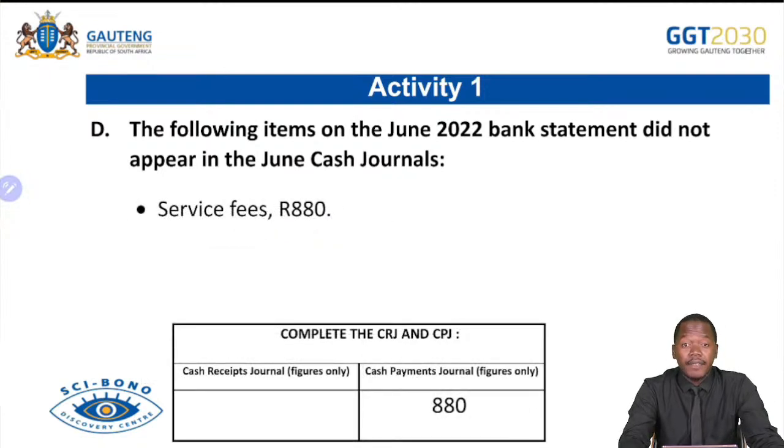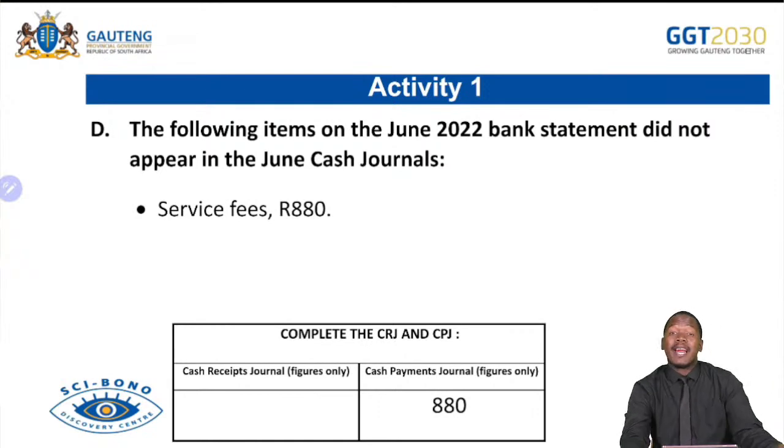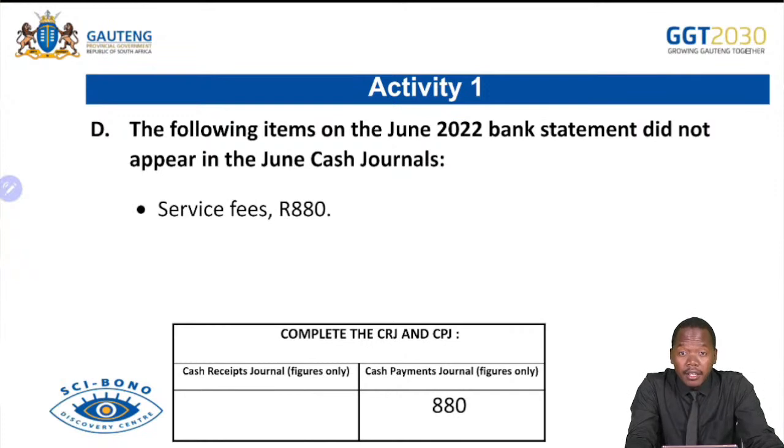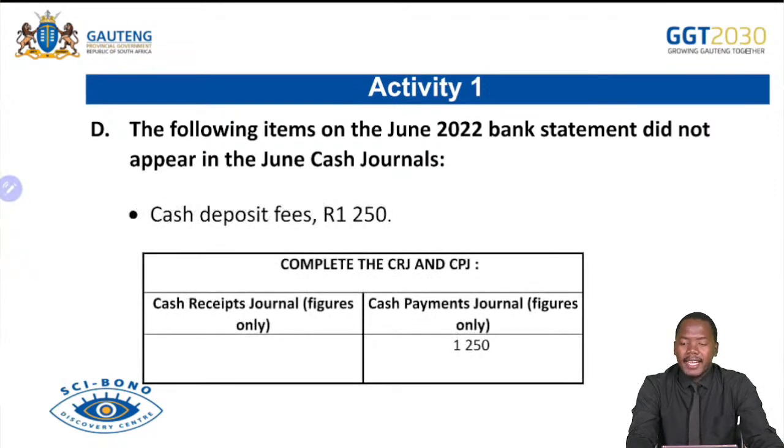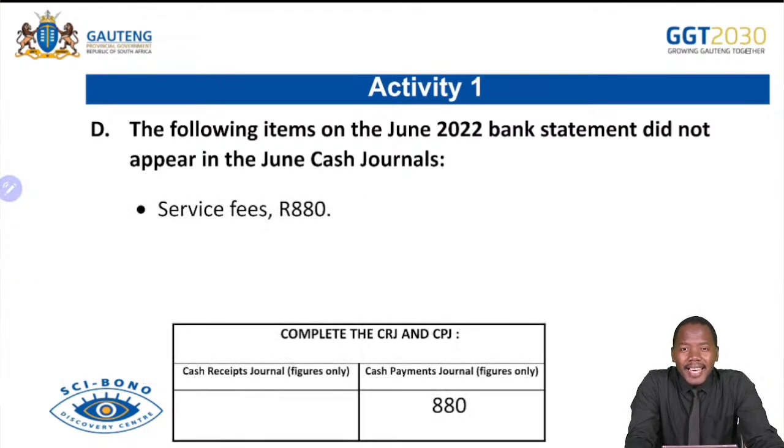Now, we're having service fees, 880. We also record this amount on the cash payment journal. Remember, in a practical sense, grade 12s, you will not separate the fees. You will add them together and call them bank charges. Meaning, you will add 1,250 plus 880 and then record them as bank charges on your cash payment journal.